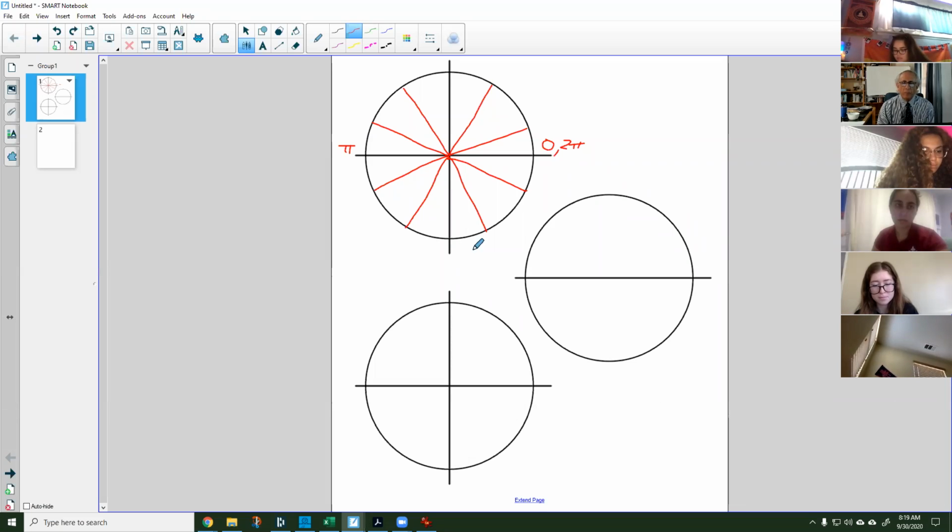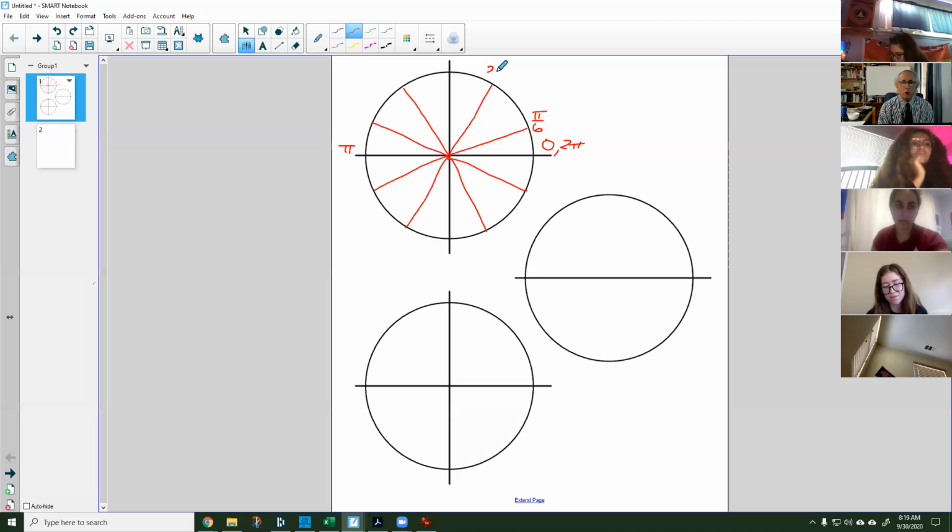So the beginning of the circle is angle 0. All the way around is angle 2 pi. So halfway around is angle pi. And if I divide angle pi into 6 pieces, 1, 2, 3, 4, 5, 6, each piece is pi over 6. So this is a pi over 6 angle.